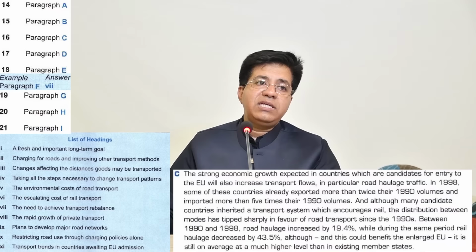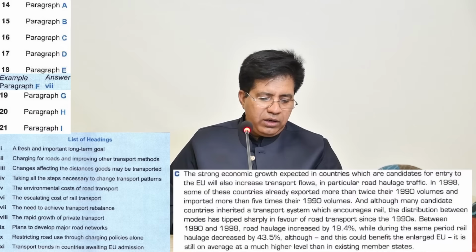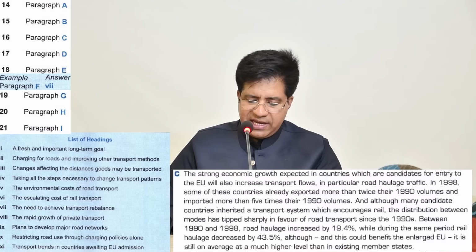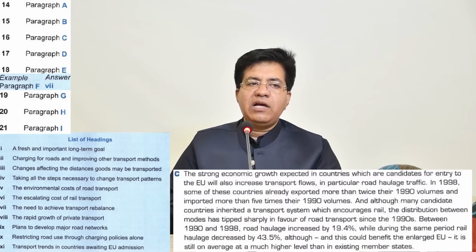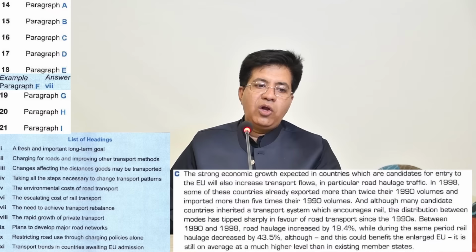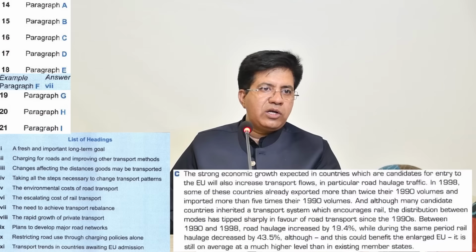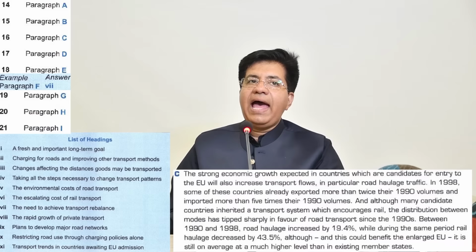All right, let's go on. Now we've got D. Can you see D? The last line mentions 30 years' time, that is by 2040. It means this article was written in 2010. So 30 years means long-term goal. Which heading? Yes, fresh and important long-term goal. That is heading number 1. So for question number 17, heading number 1. Write it down, note it, at home you can practice it further.